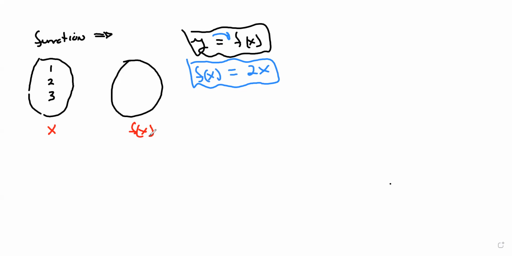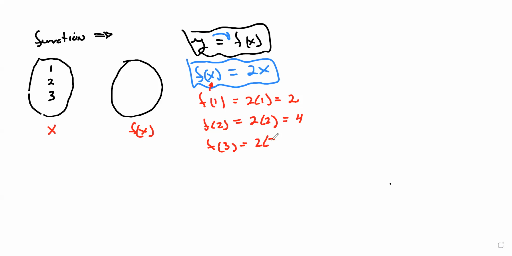Okay. So for f of x, for 1, this is going to be 2. For number 2, we plug in the number 2 in here. It's going to be 2 times 2, which is going to throw you a 4. And for 3, it's going to be 2 times 3, which is going to throw you a 6. So you got your relation, you got your 2, you got your 4, and you got your 6.